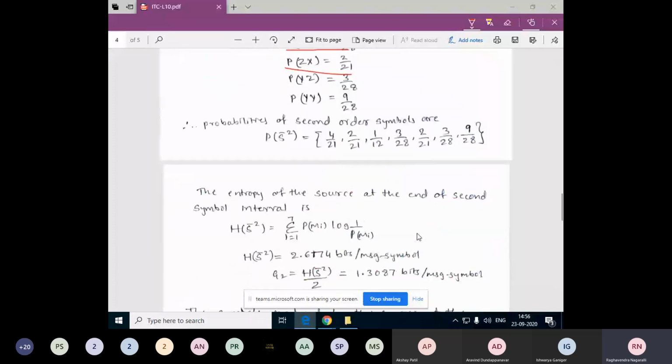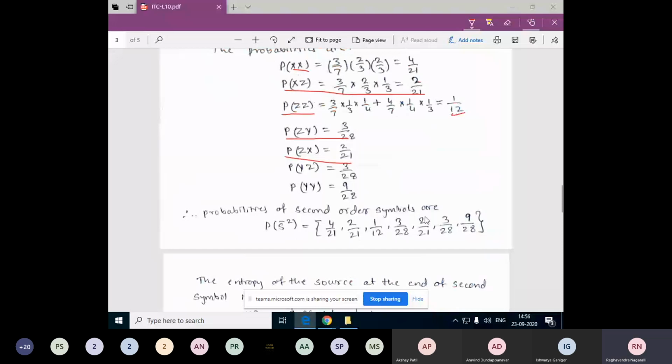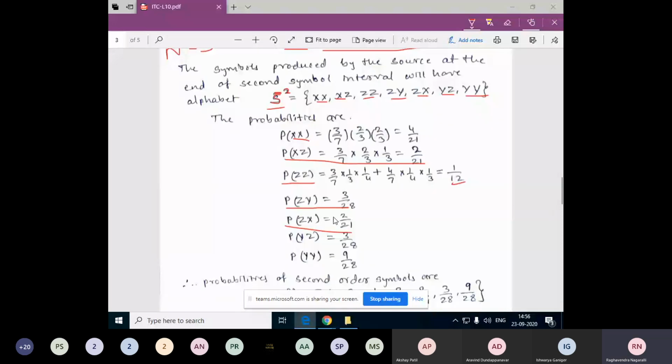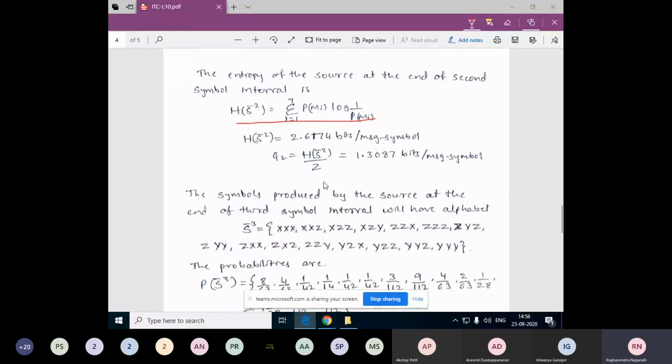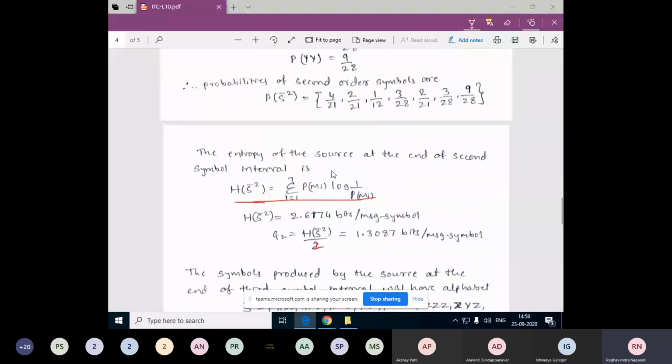Now using these probabilities of the second extension of this adjoint source, we need to calculate the entropy. First calculate the entropy using the basic entropy equation that we have seen in the early classes for zero memory source. Now G2 is what? We have calculated the entropy here. To get the G2 value, we need to divide this by 2 because it is a second extension, or the second order probabilities.